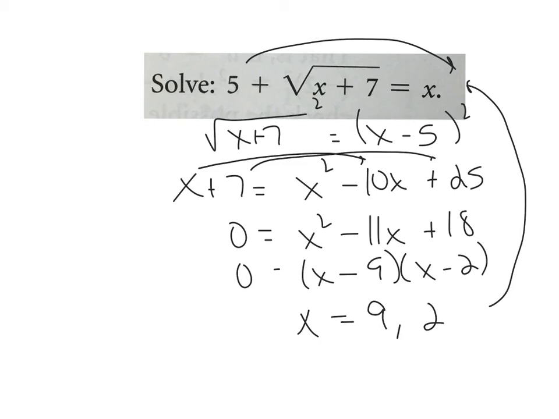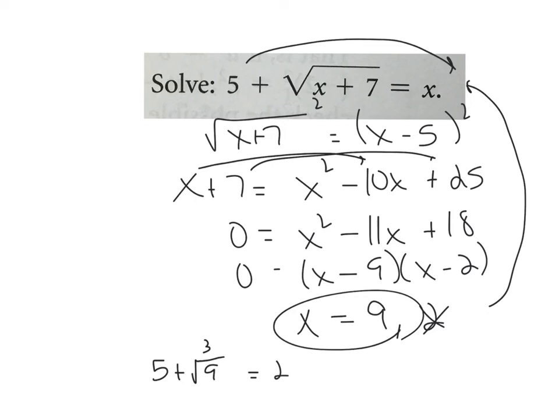2 does not work, because if I plug 2 in, the left-hand side would be 2, and the right-hand side would be 5 plus the square root of 9. Square root of 9 is 3. 5 plus 3 is not 2, so 2 does not work. That's why you have to check those. And again, that's called an extraneous answer, which we'll talk about tomorrow. One more to go.